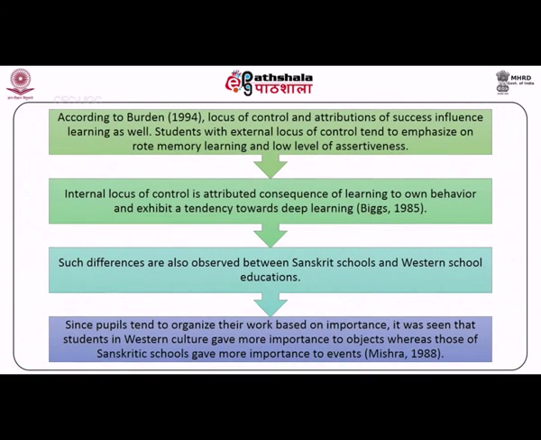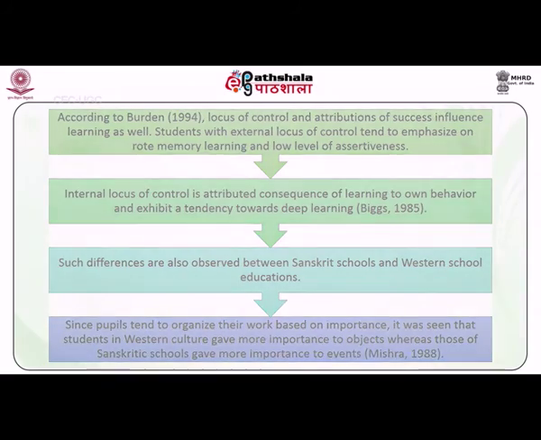According to Burden, locus of control and attributions of success influence learning as well. Students with external locus of control tend to emphasize rote memory learning and a low level of assertiveness. Internal locus of control attributes the consequence of learning to one's own behavior and exhibits a tendency towards deep learning. Such differences are also observed between Sanskrit schools and Western school educations. Since pupils tend to organize their work based on importance, it was seen that students in Western culture gave more importance to objects, whereas those of Sanskritic schools gave more importance to events.